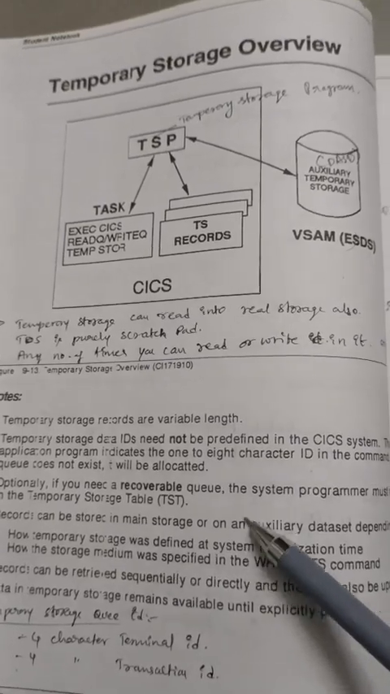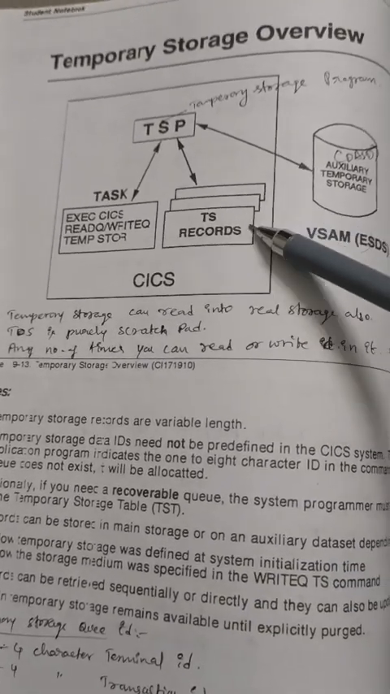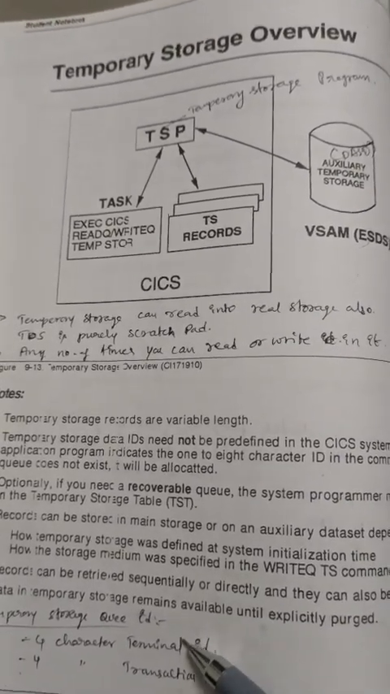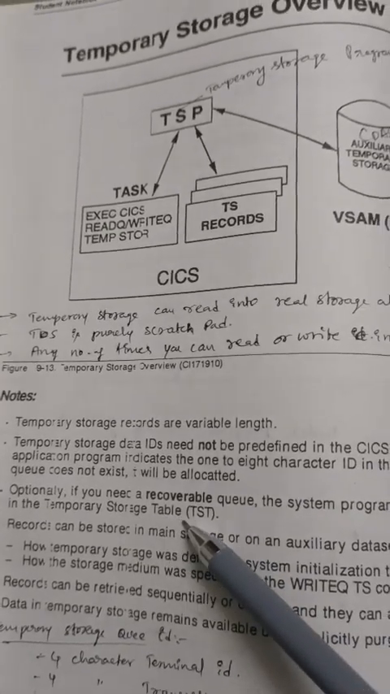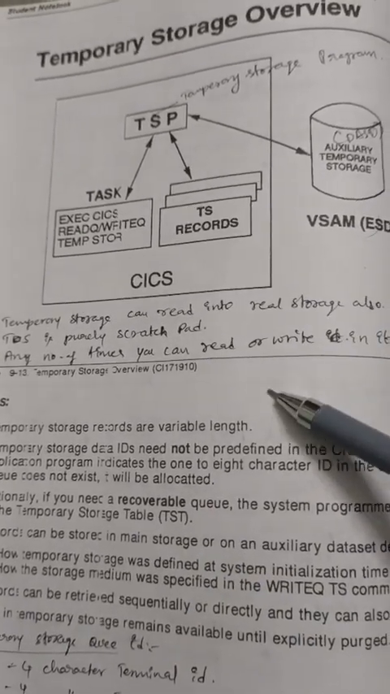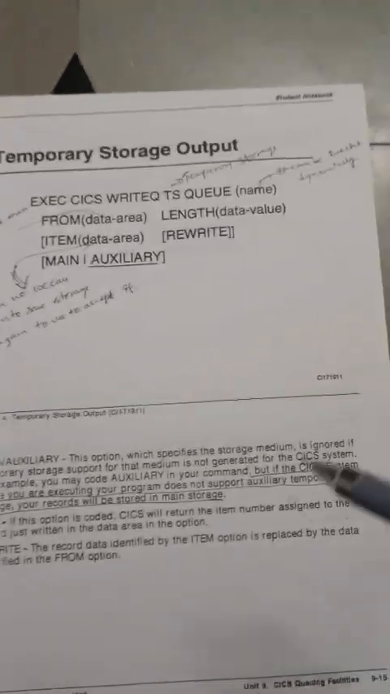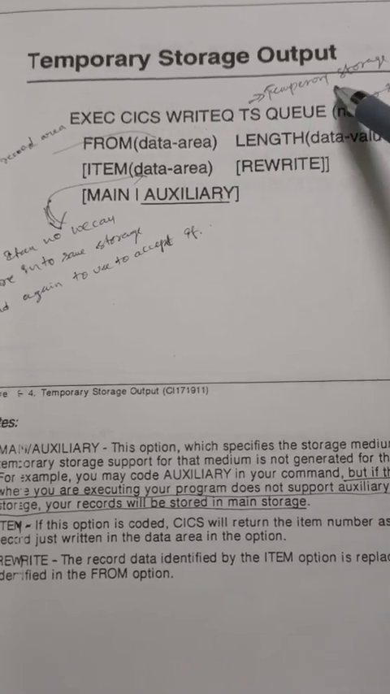And earlier we discussed that the DCT has 4 characters, but here the temporary storage queue ID has 8 characters, and it is stored in the TST table, the temporary storage table. Earlier that queue was stored in the DCT table, but this is stored in the TST table. And this is how to write the temporary storage queue output.